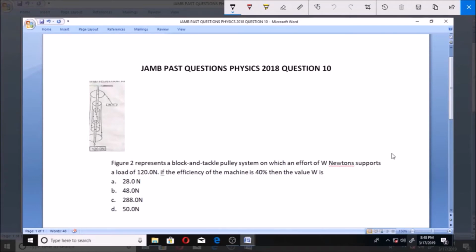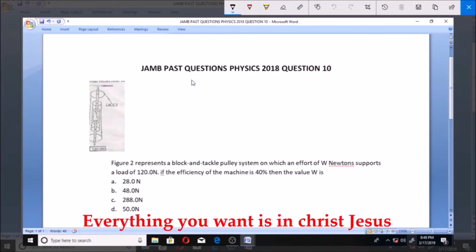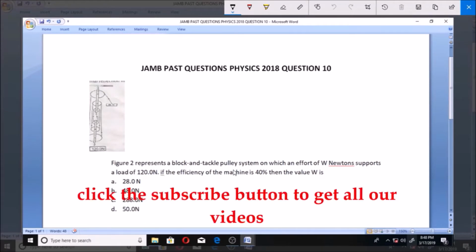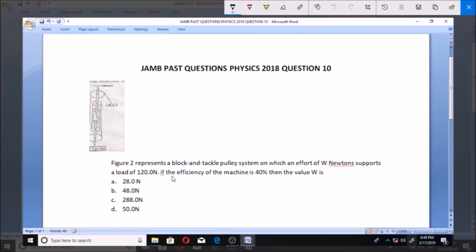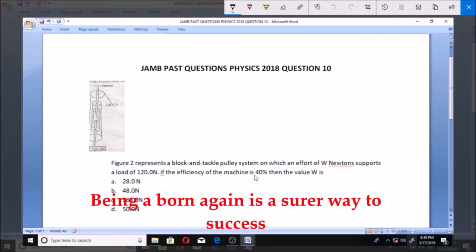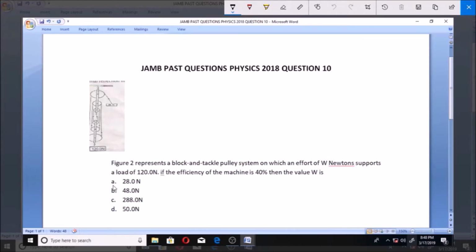Hello, welcome. Let's look at question number 10 for JAMB Past Questions Physics 2018. Figure 2, this figure here, represents a block and tackle pulley system on which an effort of W newtons supports a load of 120 newtons. If the efficiency of the machine is 40%, then the value of W is A, 28 newtons, B, 48 newtons, C, 288 newtons, D, 50 newtons.